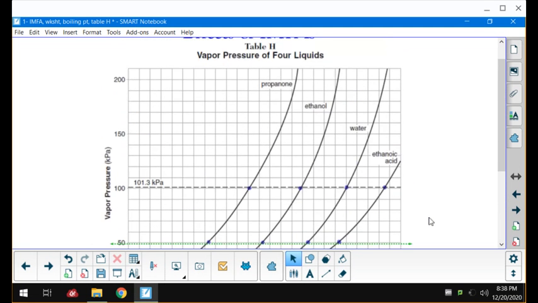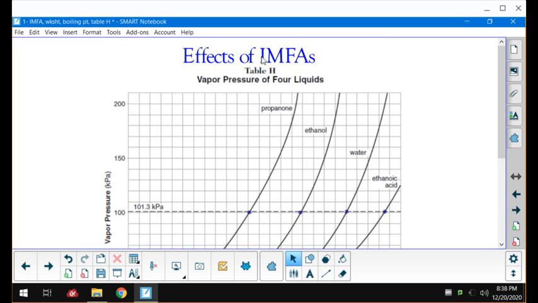So anyway, vapor pressure is very dependent upon intermolecular forces of attraction. The stronger the intermolecular force of attraction, the lower the vapor pressure. The weaker the intermolecular force of attraction, the higher the vapor pressure. Okay, so hopefully you got that straightened out.